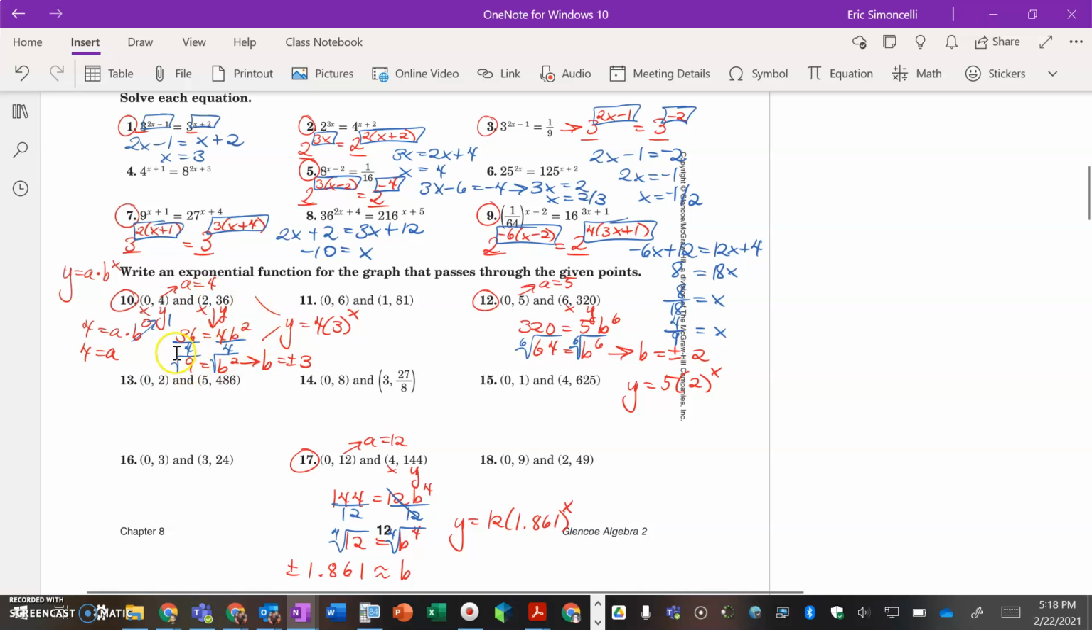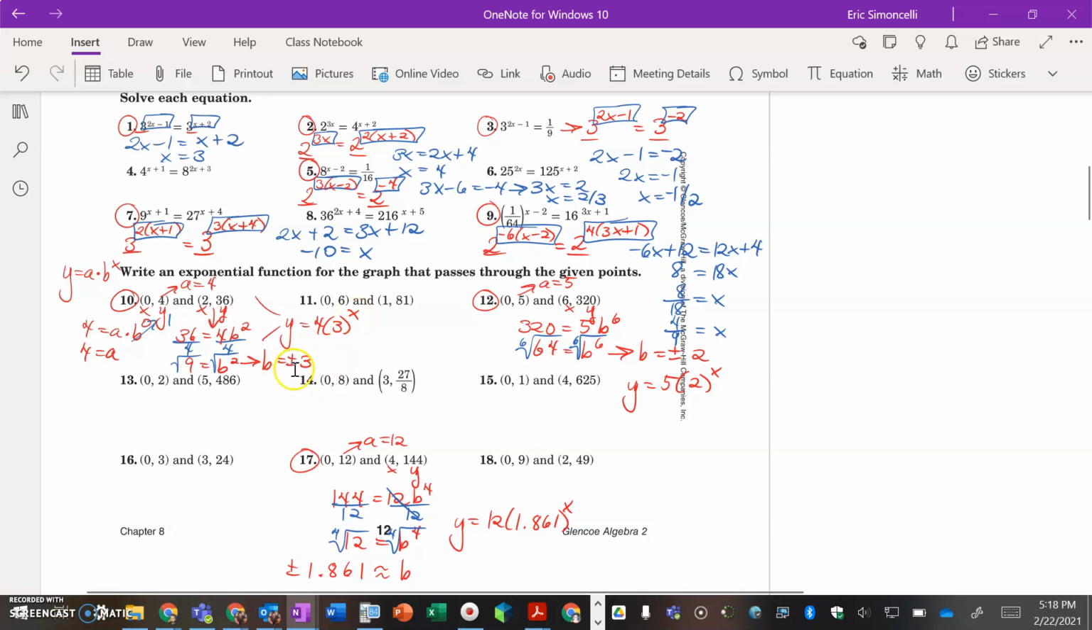Divide both sides by 4, nicely enough you get 9. Take the square root of both sides, and you'll end up with b equals plus or minus 3. Now if you look at the answer key, you will end up seeing that y equals 4 times positive 3 raised to the x as your final answer.